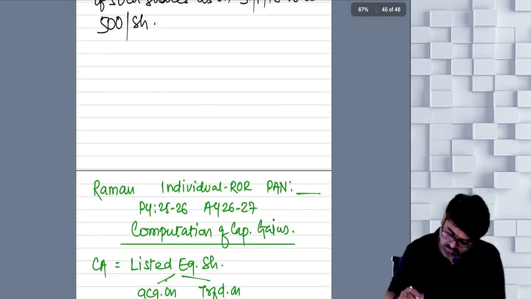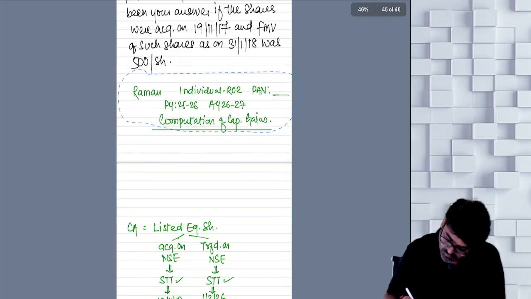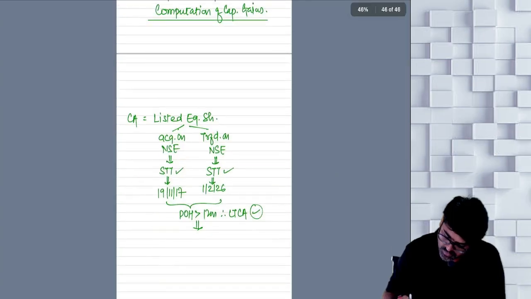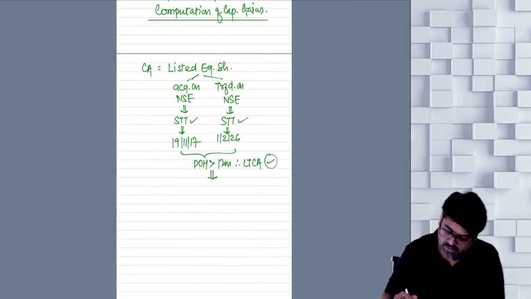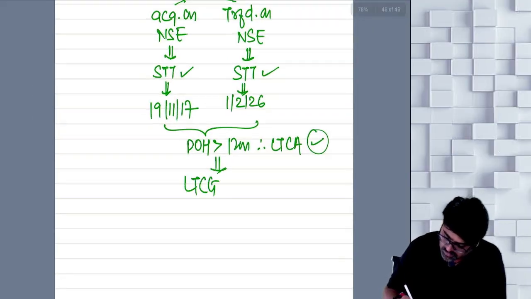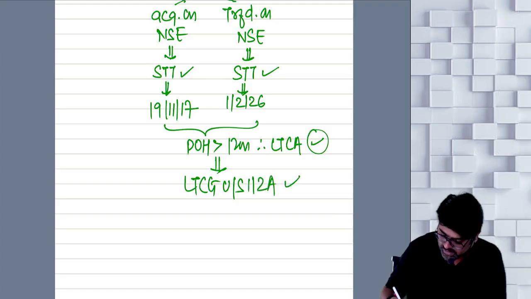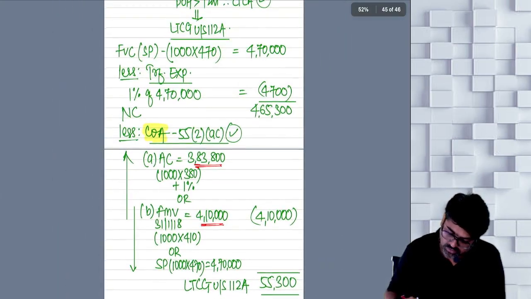So now in this question, the name of the assessee is this. Listed equity shares are there. The period of holding is this. Now we are going to calculate the long-term capital gain under section 112A. How to calculate this long-term capital gain? Same as before, like this only.